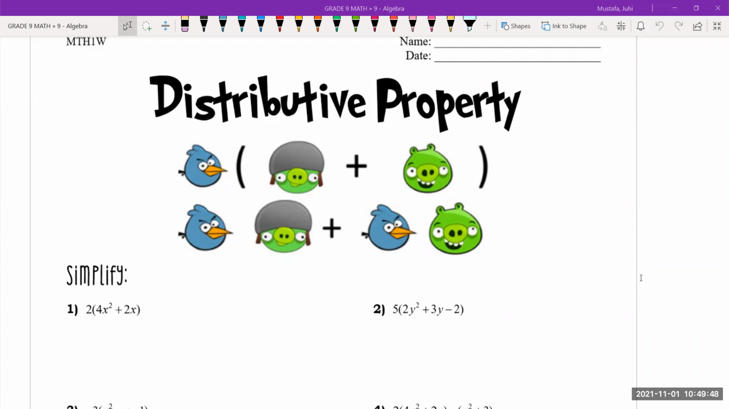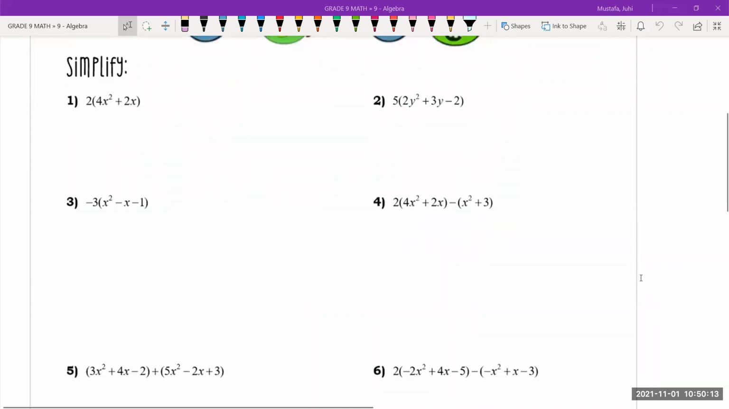So what that means is you take your bluebird and you multiply it to this guy and you get this term here. And you take the bluebird here and you multiply it to the second guy and you get this term here. And once you've done that, the brackets disappear. So we're going to use this principle to try 6 examples. And that should help you understand what you're doing for your homework. So make sure you guys are on the right sheet and that you have it in front of you.